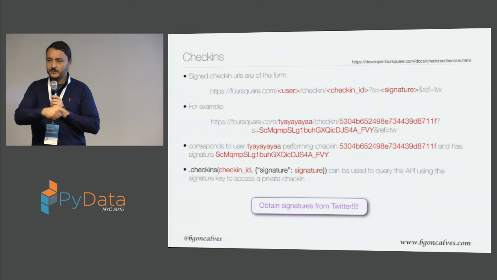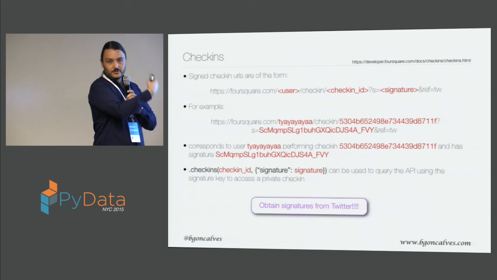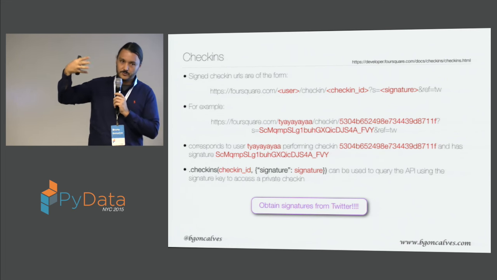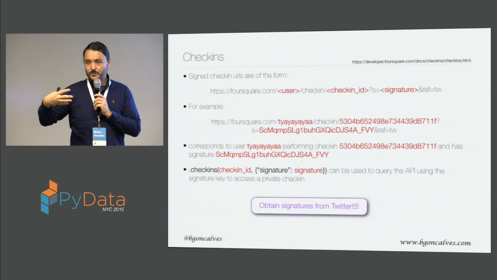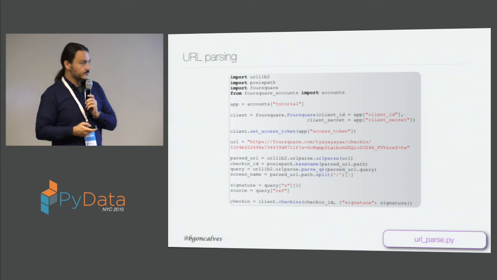And the way you get these URLs is through Twitter. So you search for Foursquare, or you search for geolocated tweets. Inside those, you find the ones that have basically Foursquare information, and then you just need to extract that information from there, right?